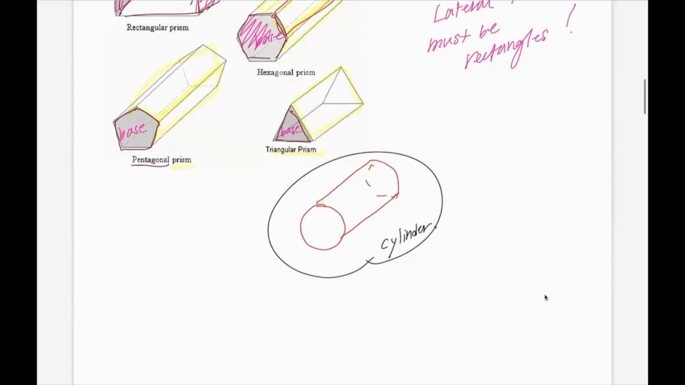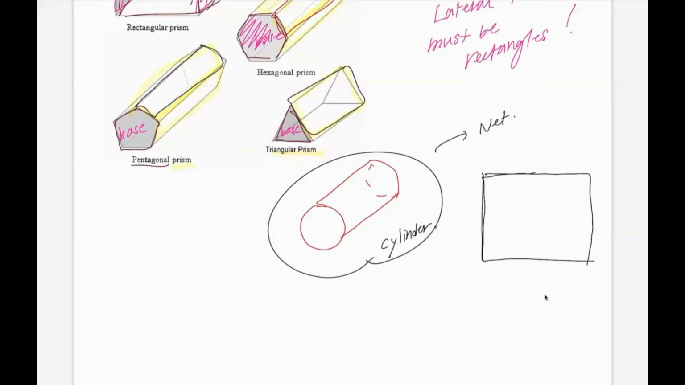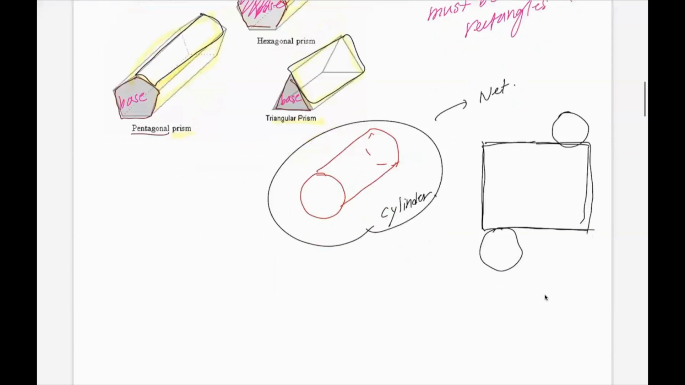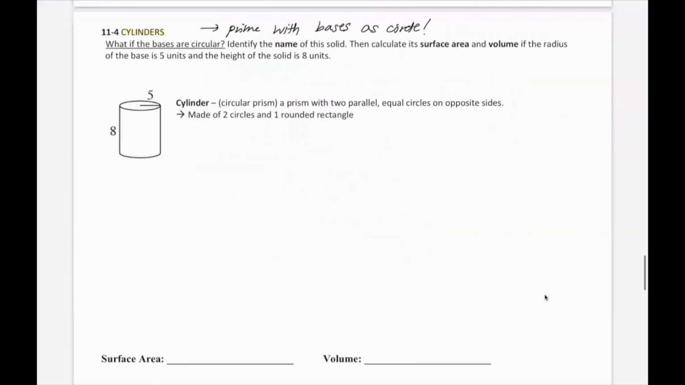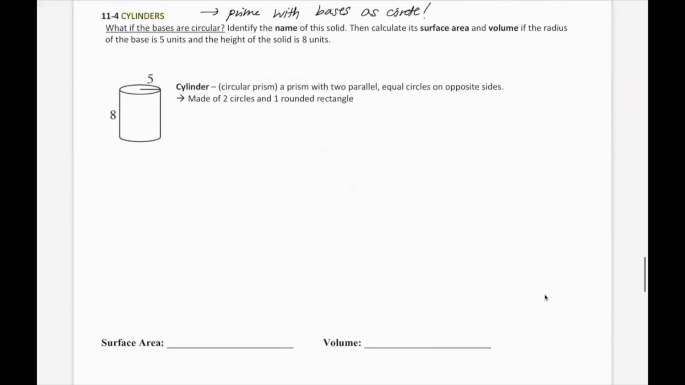And I will guarantee you that if you open up the net, it's made out of a rectangle, because a cylinder is made out of a giant rectangle, just like these prisms are made out of rectangles, but this is one giant rectangle with two circles. That's literally what a cylinder is made out of. So then, a cylinder is a prism, and we're going to find the volume and surface area of this prism. Let's start with volume, which is area of the base times the height, and surface area, writing down the formula.